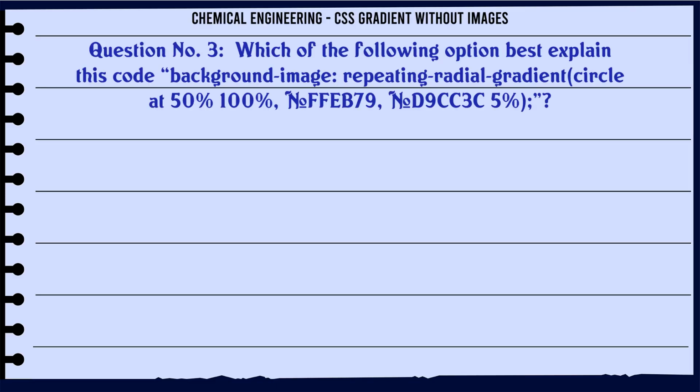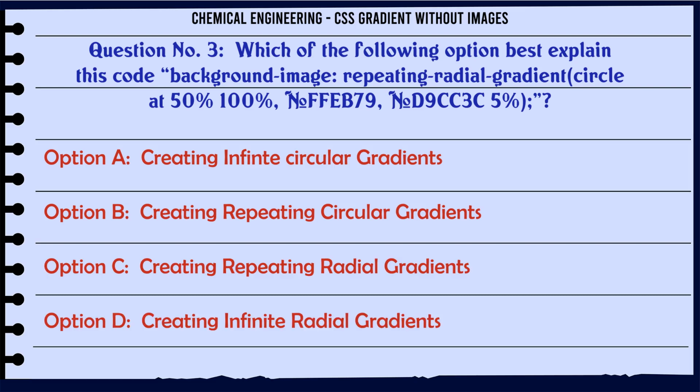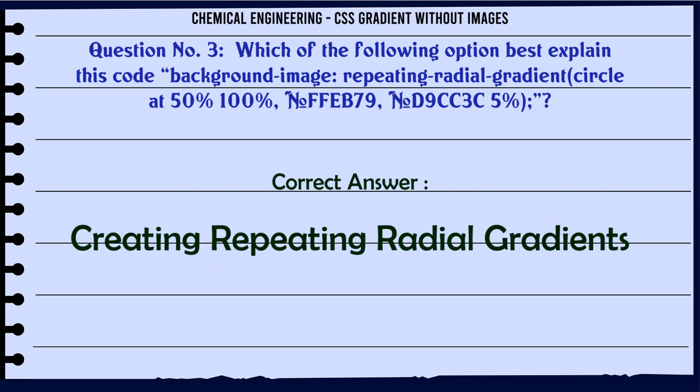Which of the following options best explains this code? Background image repeating radial gradient circle at 50-100 FFEB79 D9cc3c5. A. Creating infinite circular gradients. B. Creating repeating circular gradients. C. Creating repeating radial gradients. D. Creating infinite radial gradients. The correct answer is creating repeating radial gradients.